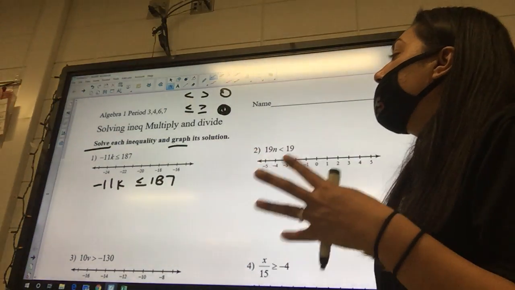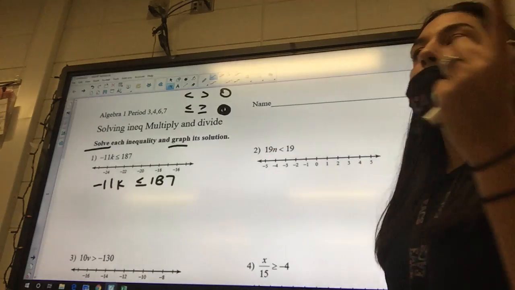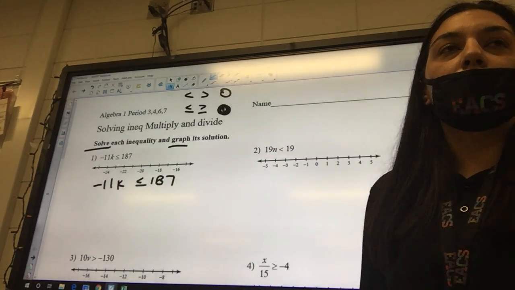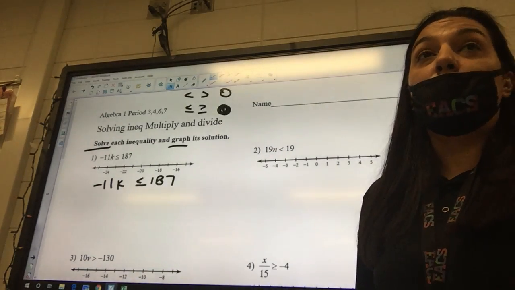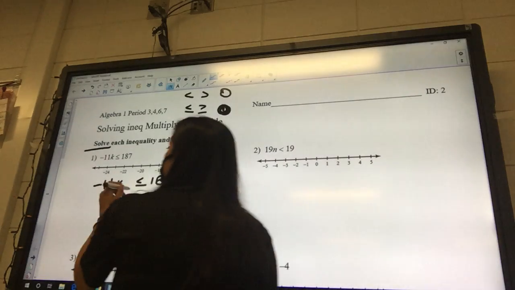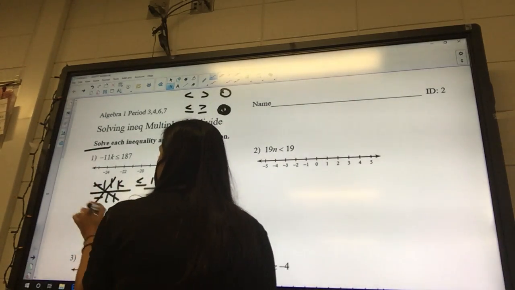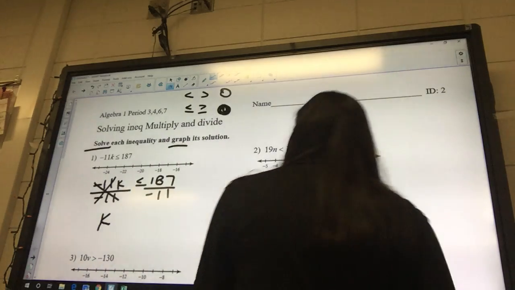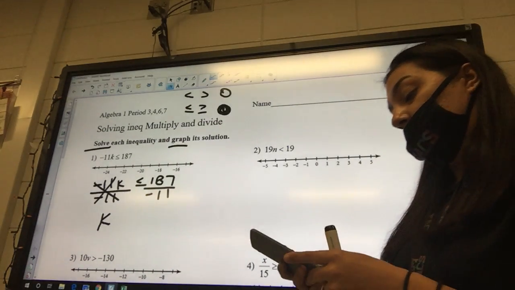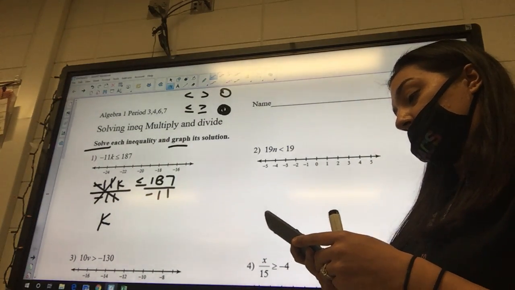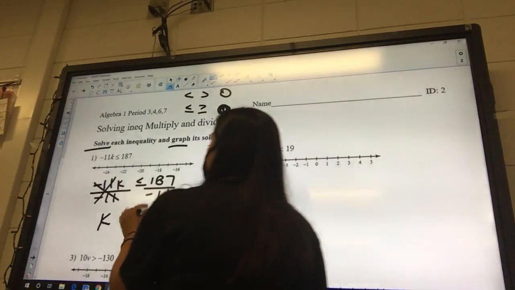My bad. Okay, so with the inequalities, we have this one. What does it mean if they're right next to each other? Divide. It means multiply, but we're going to divide. So we need to divide by negative 11. So we have k, so you're going to get negative 17.